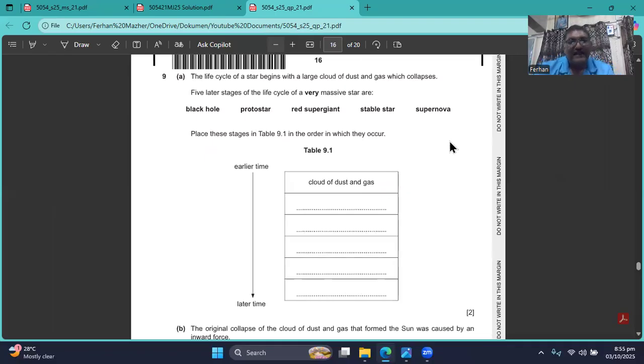First of all, it's a cloud of dust and gas. Then it becomes a protostar, so the protostar will come here. Then it becomes the stable star, so that will come here. Then it becomes a red supergiant. And then a supernova happens. And after the supernova, a black hole is formed.